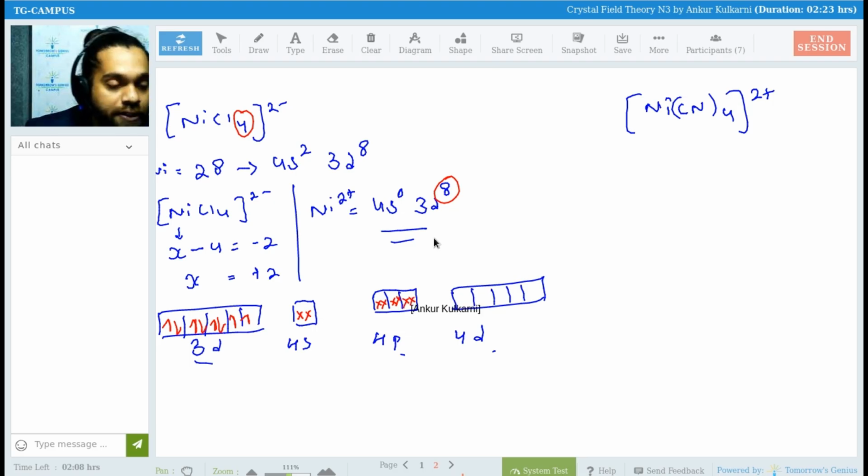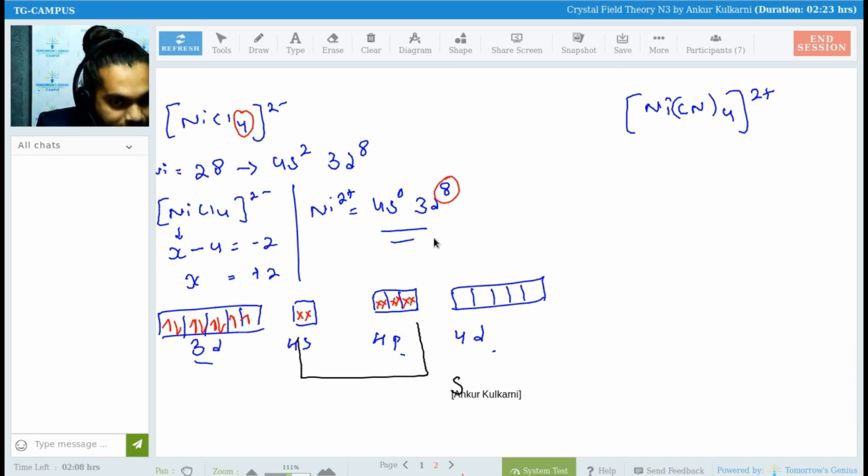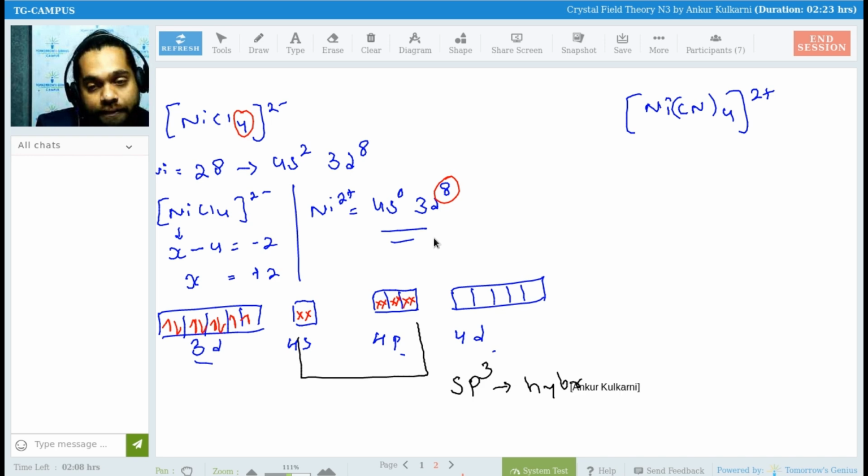Are you getting it? Where you have put the electrons, you have put them in this orbital, and that orbital is formed using 1 s and 3 p orbitals. So sp3 hybridization. Are you getting it, everyone? Come on, yes or no? Is it clear?